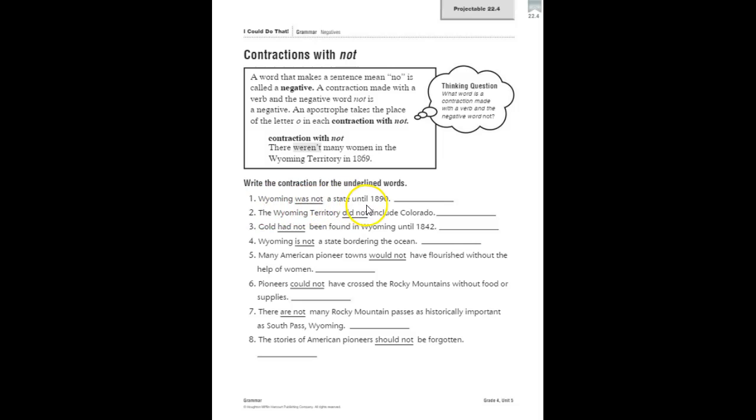Wyoming was not a state until 1890. We're going to write the contraction for the underlined words, making a negative contraction. So what is was not as a contraction? Remember, we're taking out the O. That's where our apostrophe goes. Okay, you'll have to not mind my terrible handwriting on the computer. All right, was not becomes wasn't.